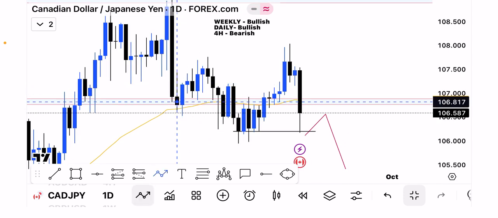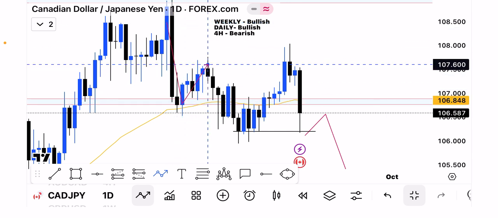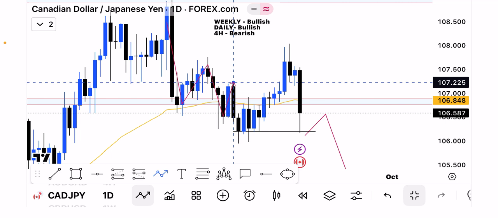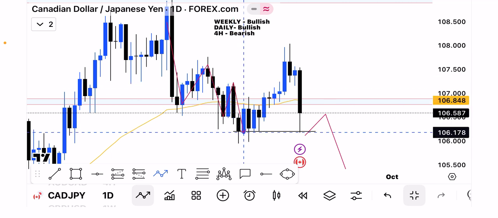So if you see, it was forming lower low and lower high. Lower low and lower high.